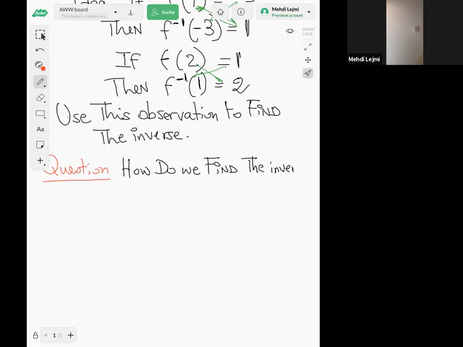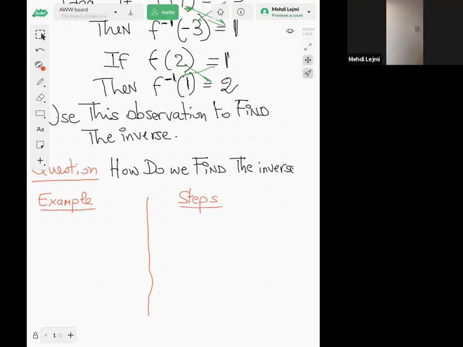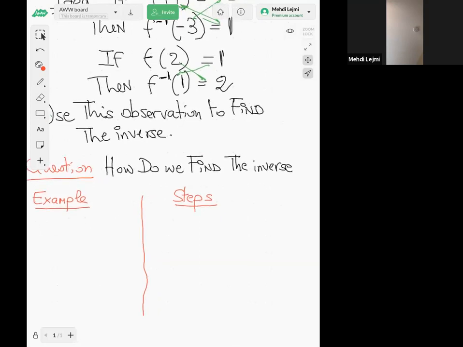Here, let's say. So in the left column, I'm gonna have my example, right? And on the right, I'm gonna have the steps, right? So for example, again, the goal here is to find the inverse. So the question was, how do we find the inverse?